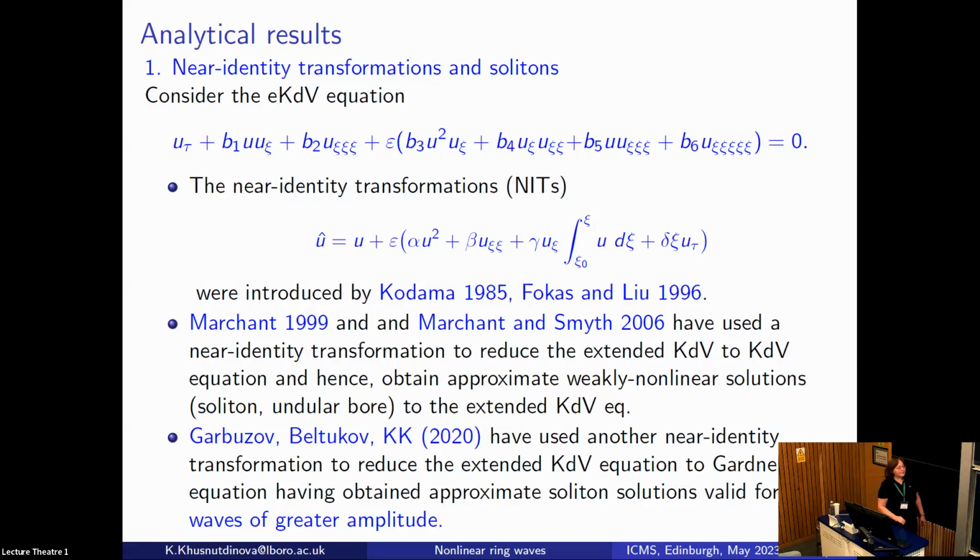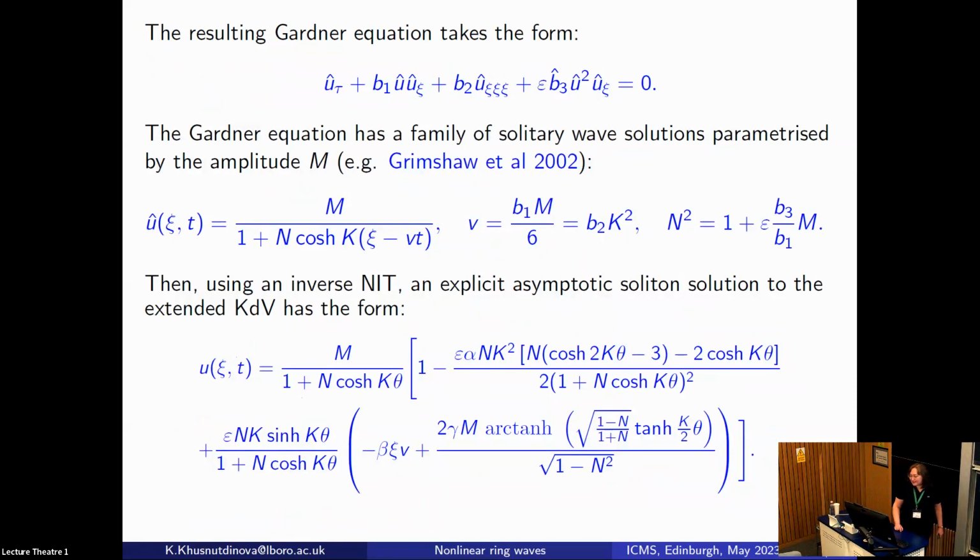And we thought that it would be interesting to try to use the near-identity transformation to reduce extended KdV to Gardner rather than KdV. Okay, could there be some improvement? And this is what we did in this 2020 paper. Although this was done in the context of solids rather than fluids, but let me tell you nonetheless. So we considered strain waves in a rod.